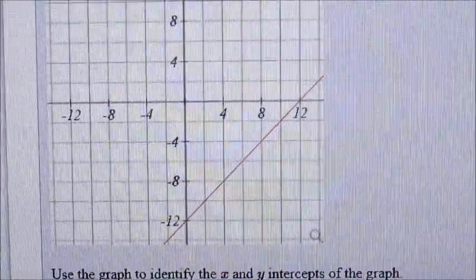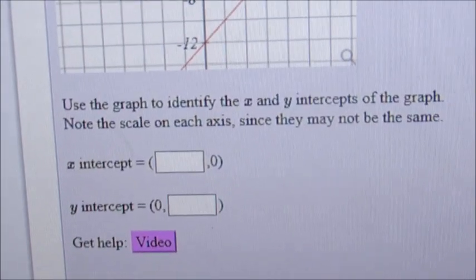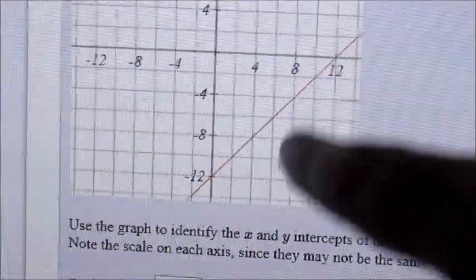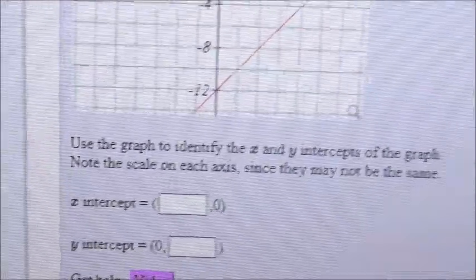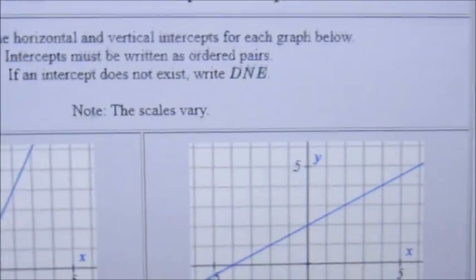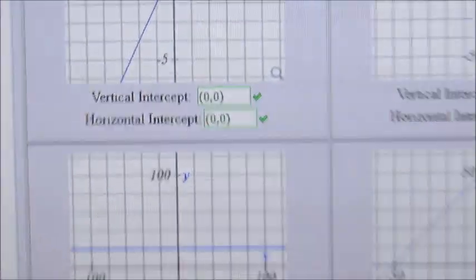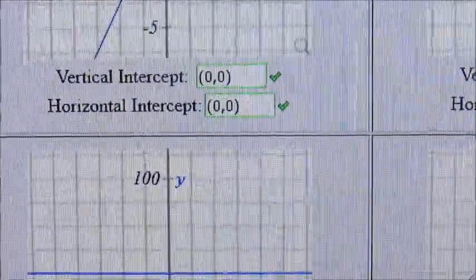Here's some where you're given a line and you just have to put the x-intercept and y-intercept. So here, the x-intercept is 12, y-intercept negative 12. They already put the zeros in for you. Same with this one. Now this next one, they're going to give you the graph and you have to put in the intercept. So note that I already did these. I put them as ordered pairs.